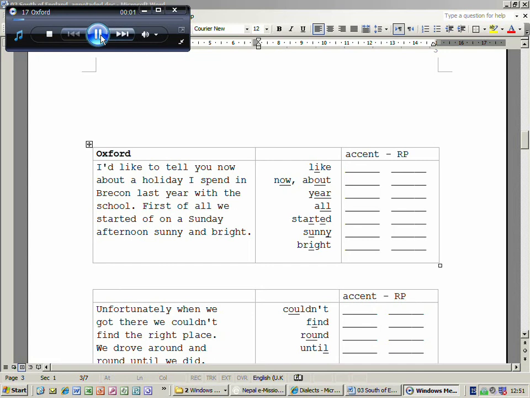But before, yes, there's no R there, but I go back again and listen to like. I'd like, I'd like to tell you now. Very short, but he's actually saying like. I'd like to tell you. And we can see this later on when you get to the word bright.